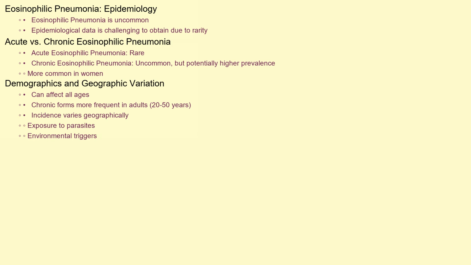Eosinophilic pneumonia is not a common disease, and accurate epidemiological data can be challenging to obtain. Acute eosinophilic pneumonia, in particular, is considered rare. Chronic eosinophilic pneumonia is also uncommon, but its prevalence may be slightly higher, affecting more women than men. The condition can affect individuals of all ages, but chronic forms are more frequently observed in adults between the ages of 20 and 50. The incidence can vary geographically depending on exposure to certain parasitic infections or environmental triggers.